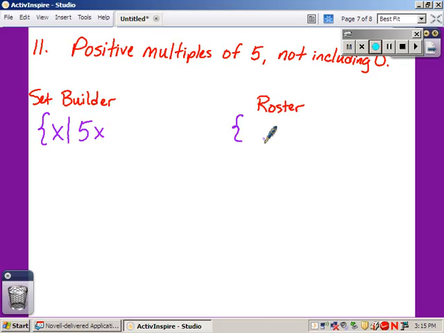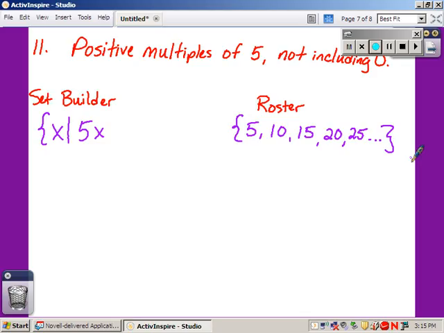So I want to start with 5, 10, 15, 20, 25, and then I'm going to show the 3 dot thing and close it. That shows that my pattern continues in that same fashion. All right, I want to come back to the Set Builder now.